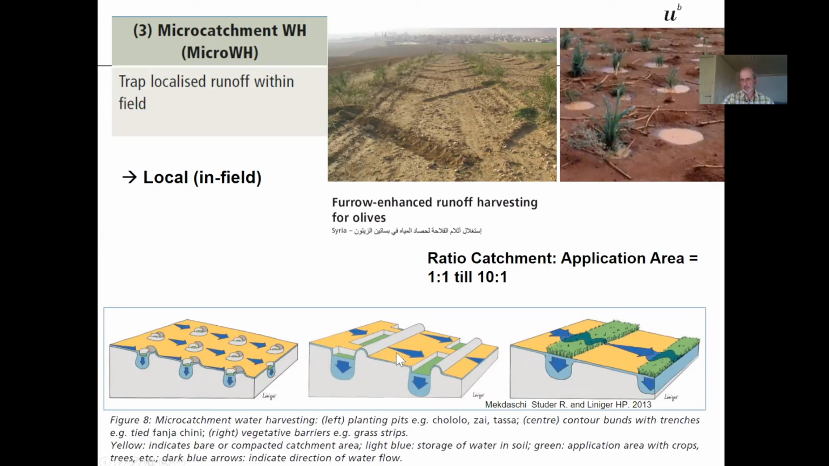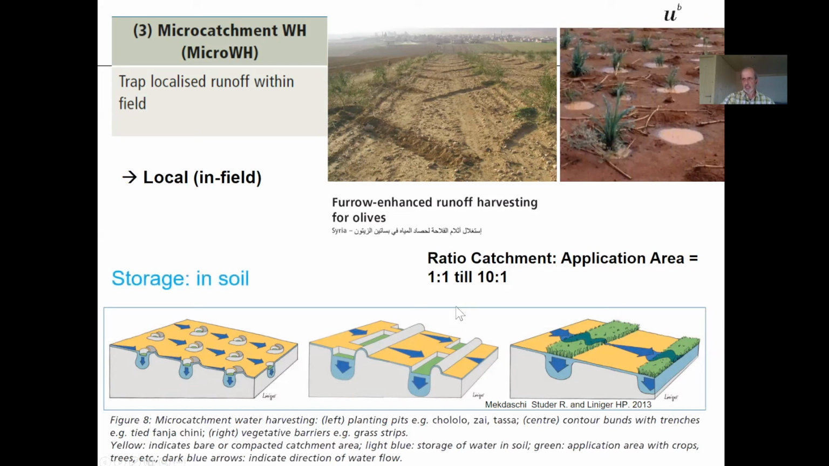The same system here, a bit further away, but with trenches that collect the water that is flowing. Here it stops the water flow, and the next one starts again. These are small applications, this one even with a green strip that collects the water and slows it down, giving better infiltration. So here you have more water available for the green part. These systems have a ratio from the catchment to the application area of 1:1 up to 10:1.